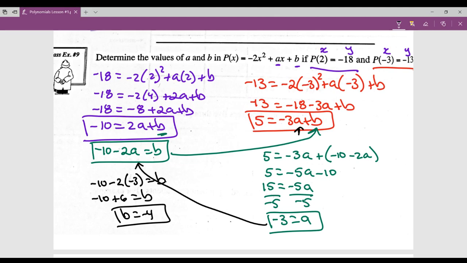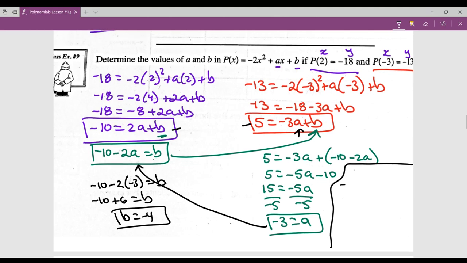There is another way to do it. And that is, if you remember your grade 10 math, adding and subtracting equations. We use these two equations here. Negative 10 is equal to 2a plus b, and I take the other one, 5 is equal to negative 3a plus b. It's important that the constant terms line up, the a's line up, and the b's line up. I want something to cancel. I want the b's to cancel. So what I'm going to do is subtract them.